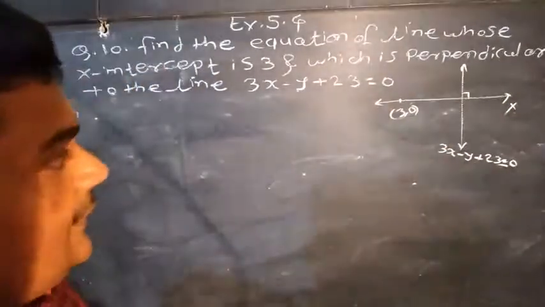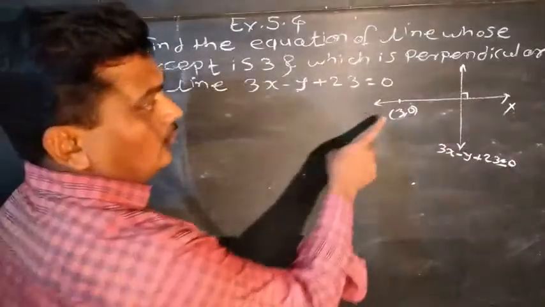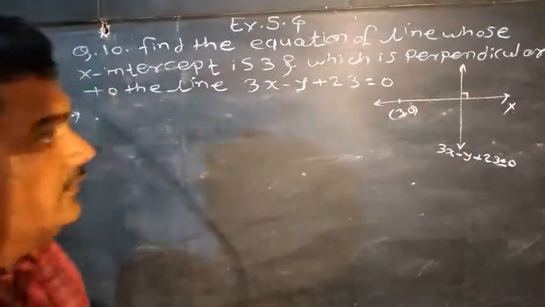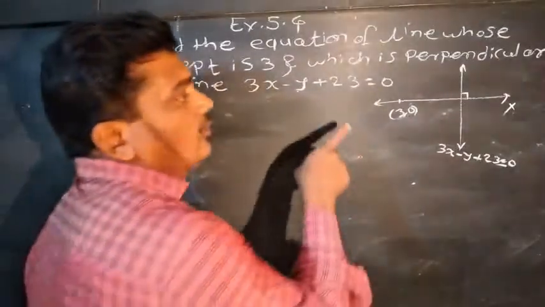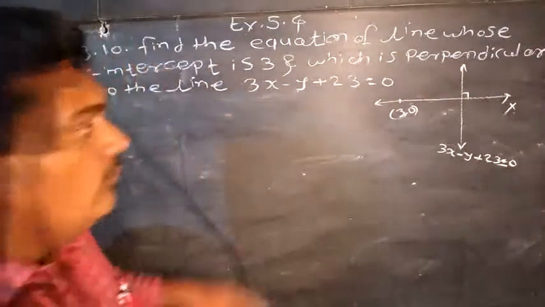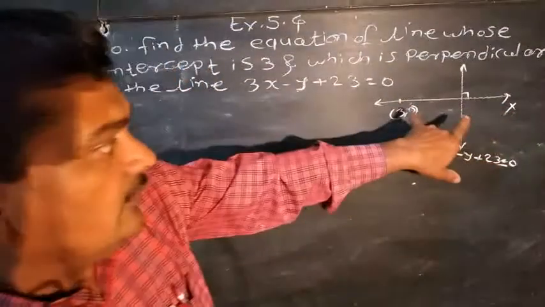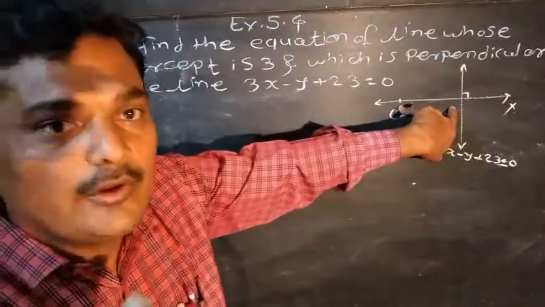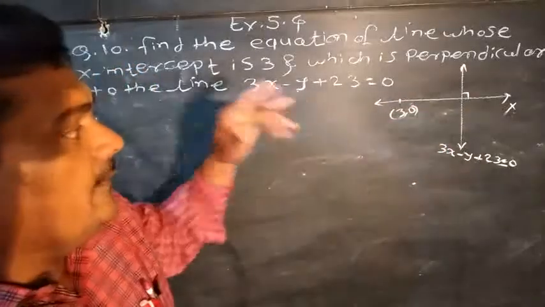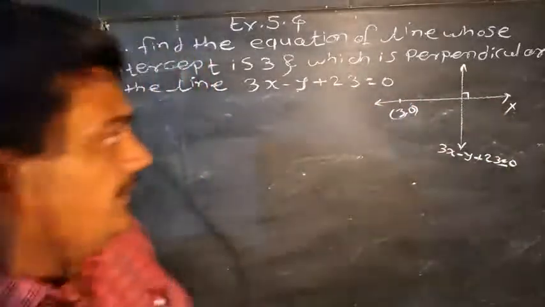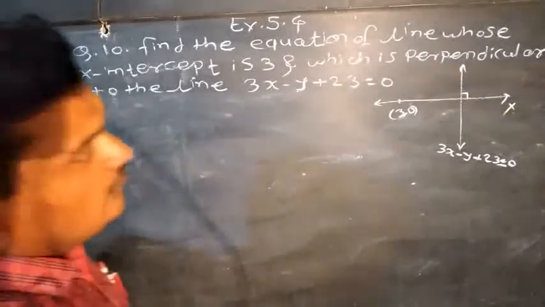You have only one point on the line. Next, find the value of the slope of this line, and then use the slope-point formula and you find the equation of this line. In this way, solve the question.